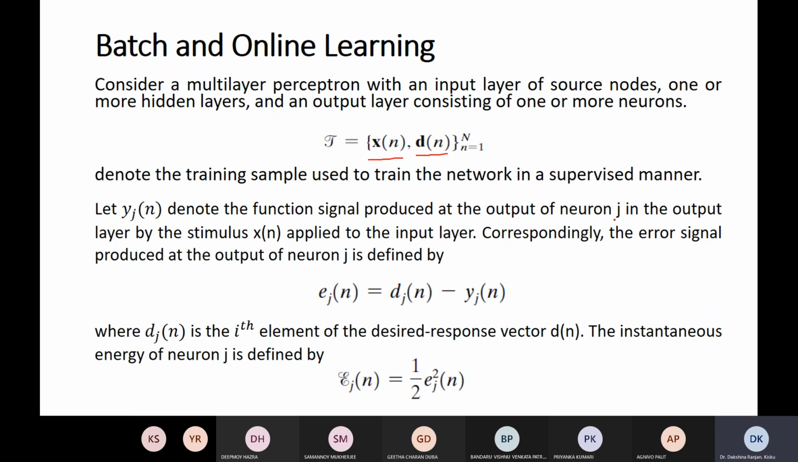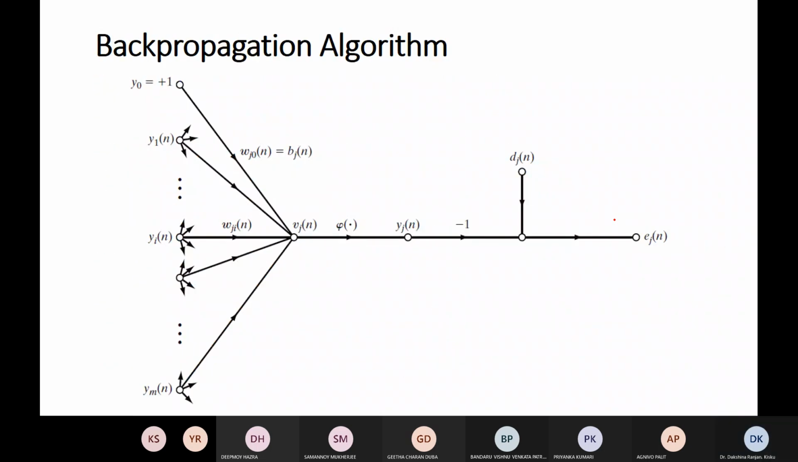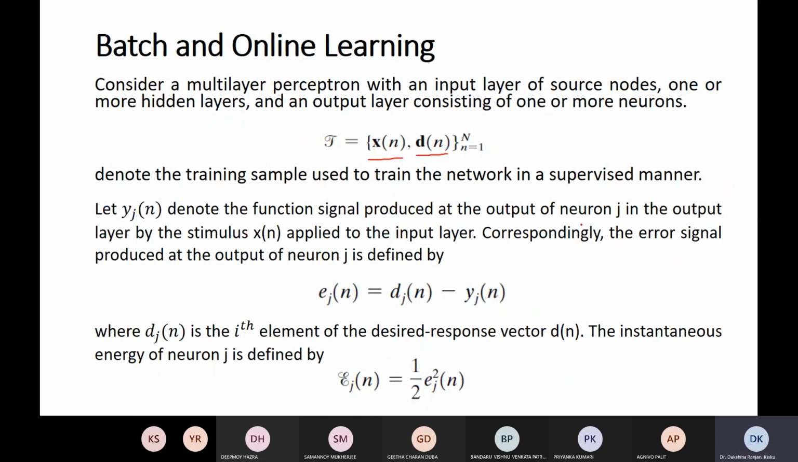Output of neuron j in the output layer. Okay, so if we consider there is a neuron j in the output layer, then here y_j(n) will denote the function signal which is produced at the output of neuron j in the output layer by this input signal x(n), which is applied to the input layer. That means this x(n) is applied to the input layer.